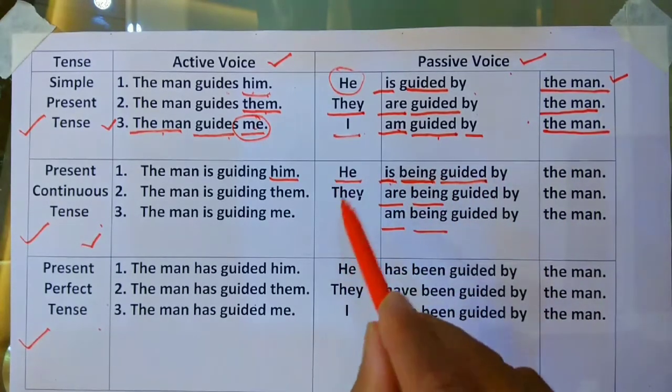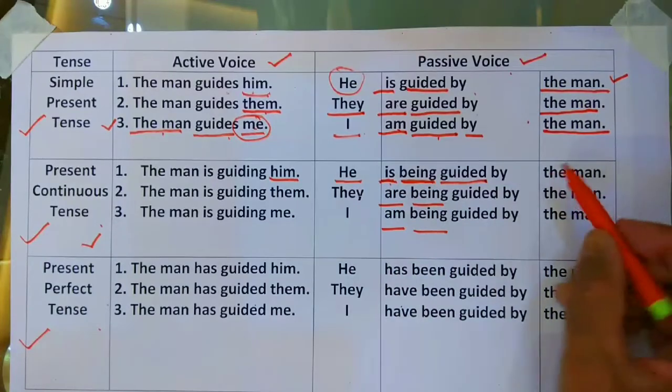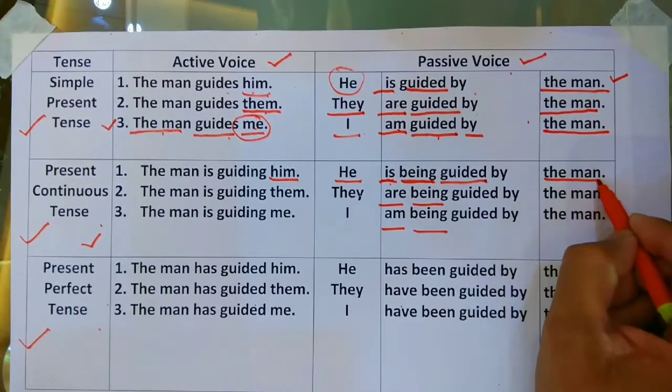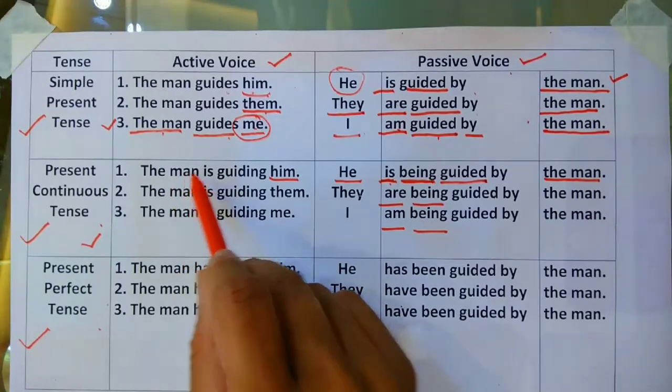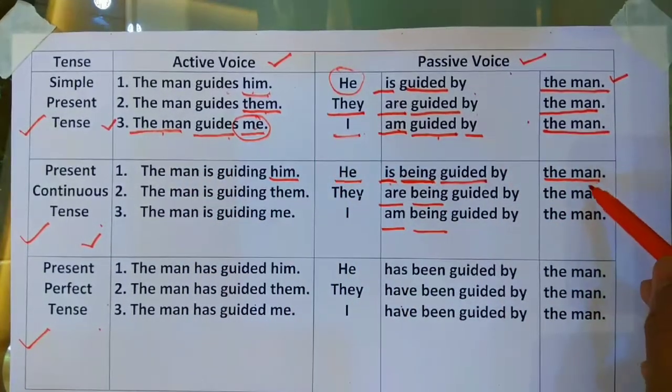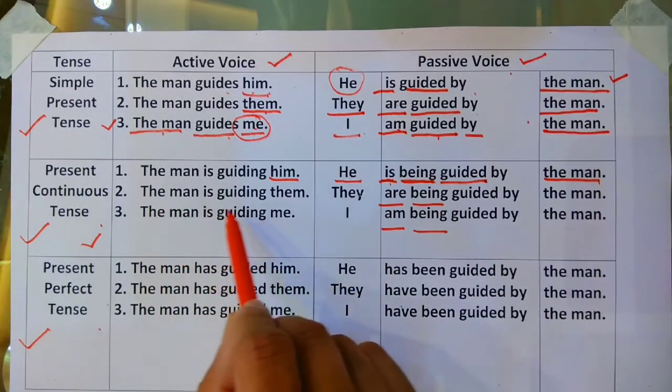Therefore, the passive sentence is, he is being guided by the man. The man is the subject in the active sentence, but we have swapped it at the end of the passive voice. The second sentence is, the man is guiding them.